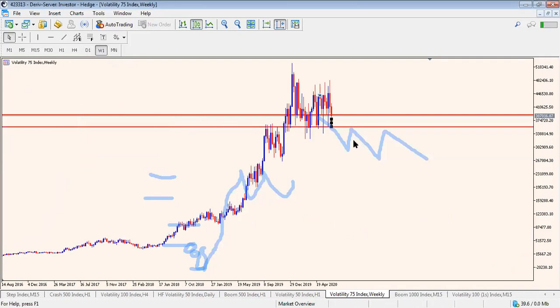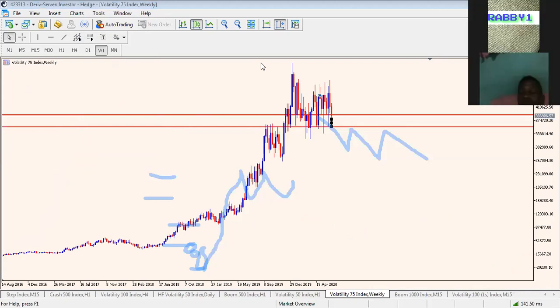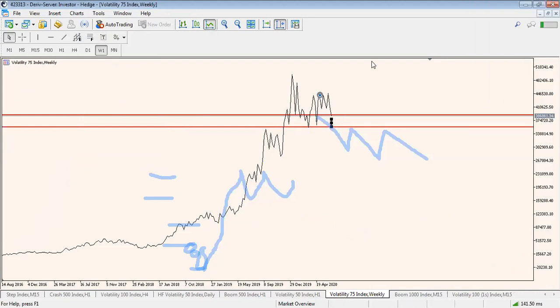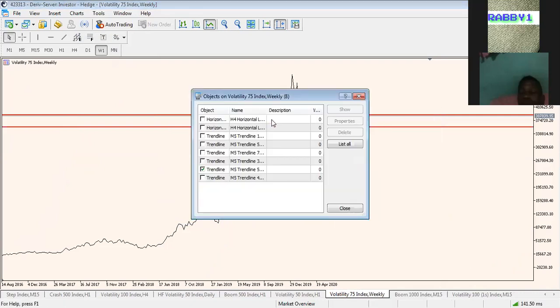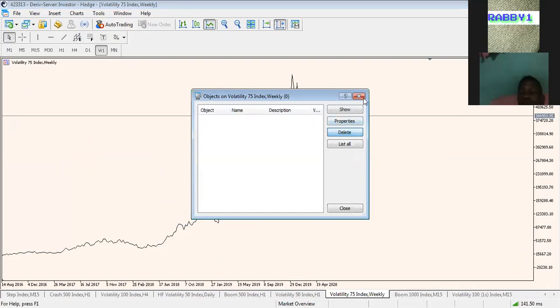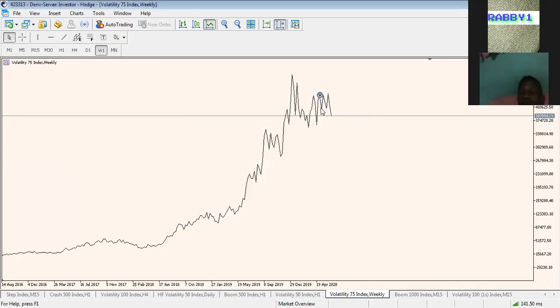Going to the weekly time frame, when you look at the weekly time frame on the VIX 75, look at this space. Let me change to the line chart and see something there. Okay, let me delete everything. Just look at something here from the weekly time frame.